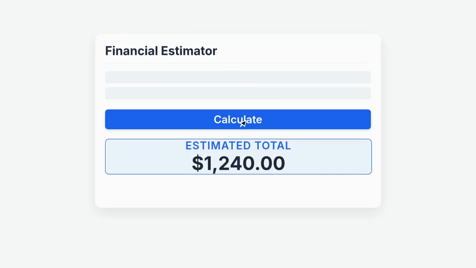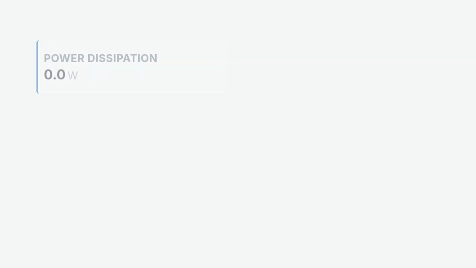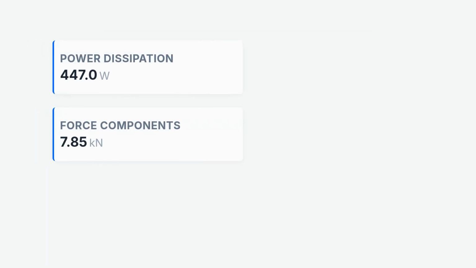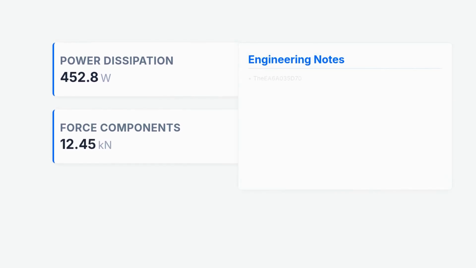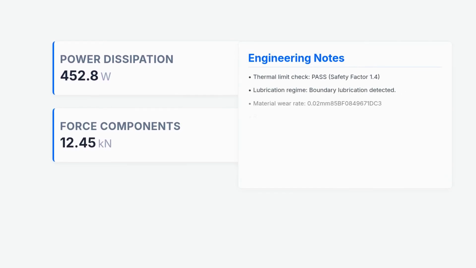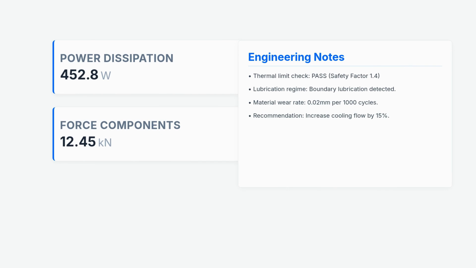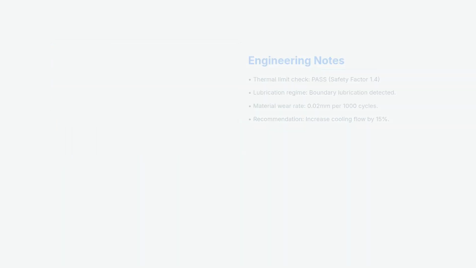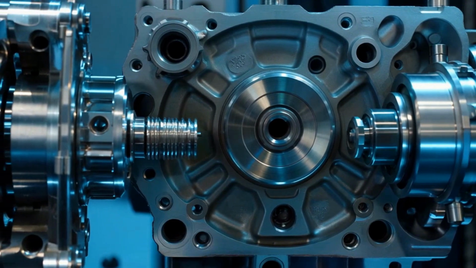The primary result shows your main calculated value based on the selected mode. Secondary results provide related calculations like power dissipation or force components. The calculator also displays relevant engineering notes about your specific friction scenario, helping you understand the practical implications of your results.